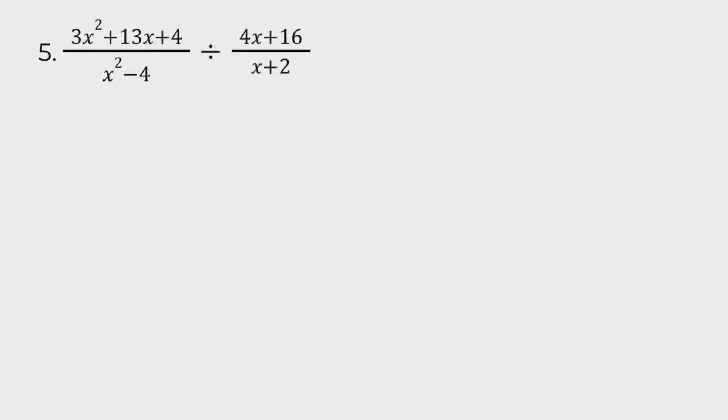Okay, number 5, we have 3x squared plus 13x plus 4 over x squared minus 4 divided by 4x plus 16 over x plus 2. So when we divide, we're really multiplying by the reciprocal. So I'm going to change this to multiply by x plus 2 over 4x plus 16.